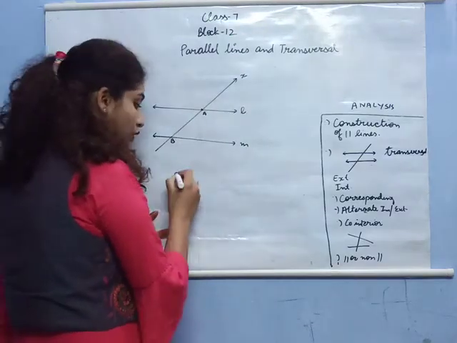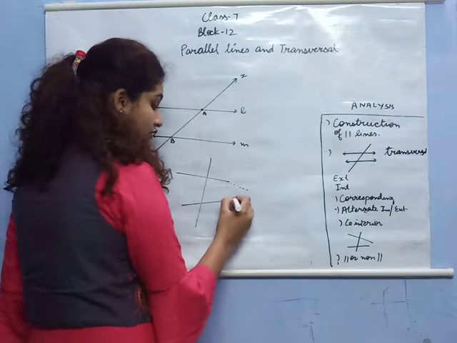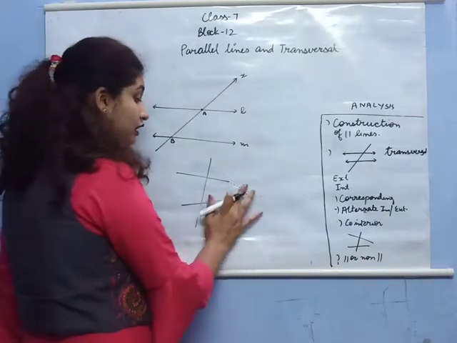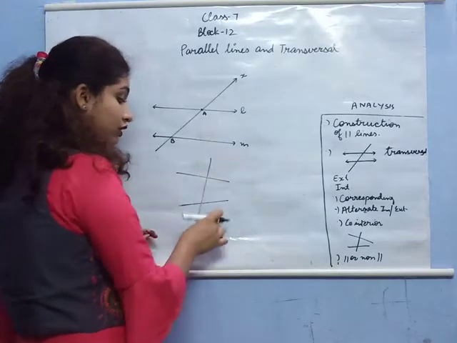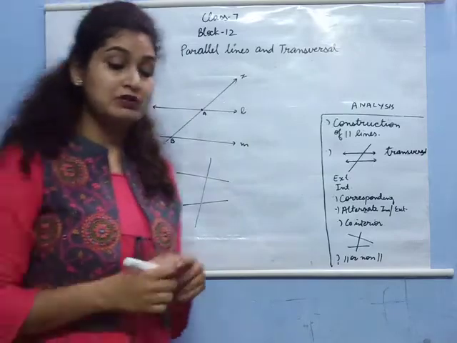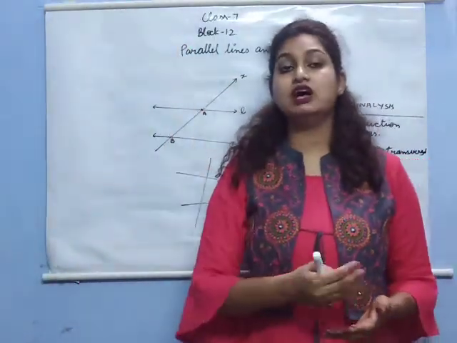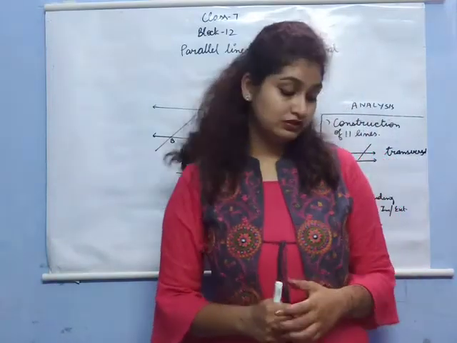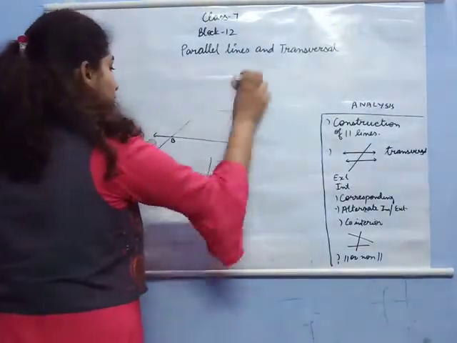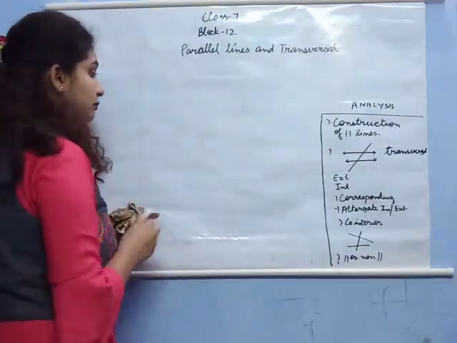A transversal can be on intersecting lines. This line is intersecting. As we can say, if we increase or extend them, they are going to intersect at some point, right? A transversal can be on intersecting lines. A transversal can be on parallel lines. Basically, a transversal is the line which is crossing the lines at two different points. Now, here we are going to learn what the effect is when a transversal is crossing the parallel lines.